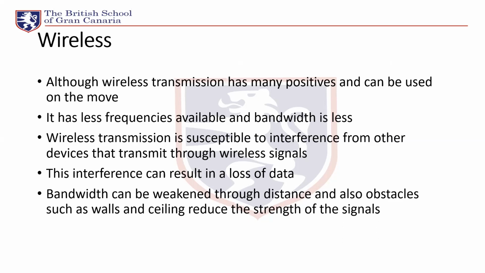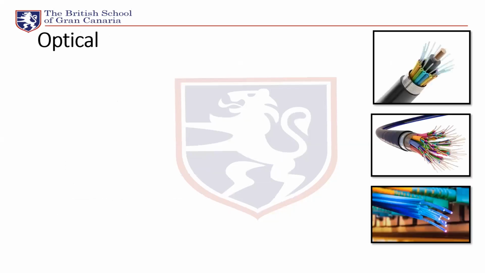But with bandwidth also, there's been a problem in terms of obstacles such as walls and ceilings that can reduce the strength of signals. Now, particularly when walls and ceilings tend to have steel inside them, because obviously there has to be, in most buildings, steel supports. So I tend to find that that can actually cause a problem as well.